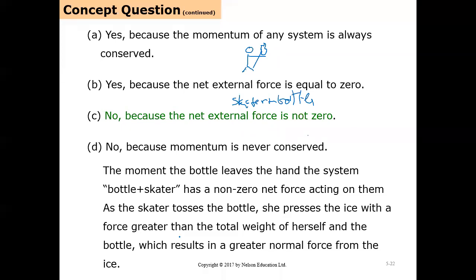Are you satisfied with the answer? What about the friction? Friction is from the floor, not from between the bottle and the skater. That is also external. Friction is also external. But anyway, in the question, he says ignore friction. So that is why we didn't even discuss that. Abdullah?